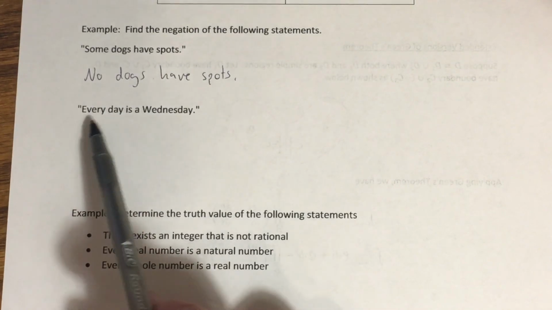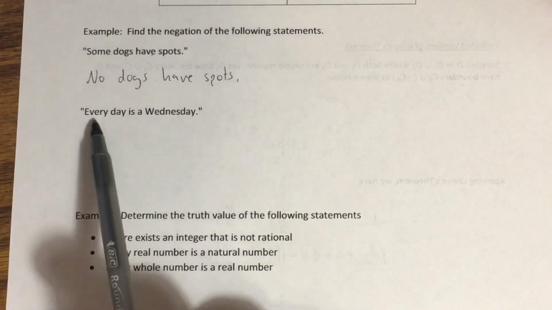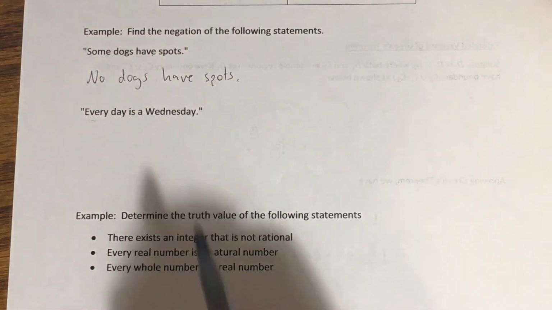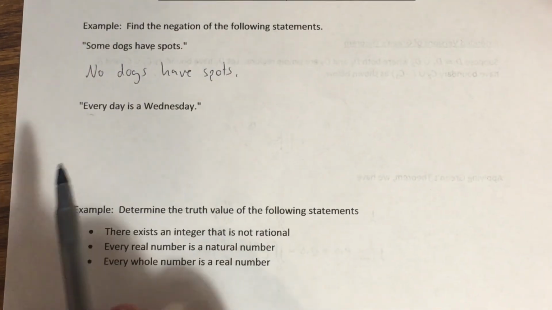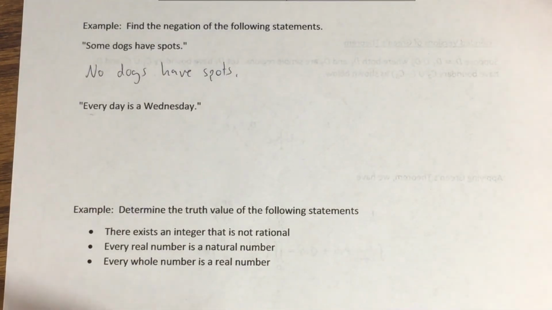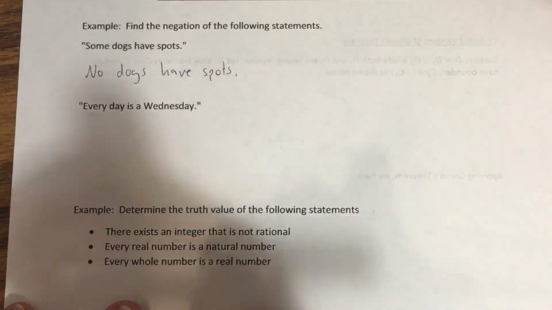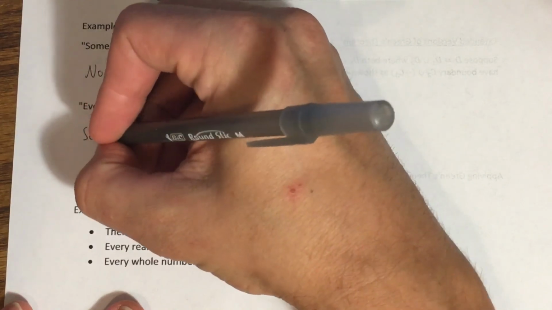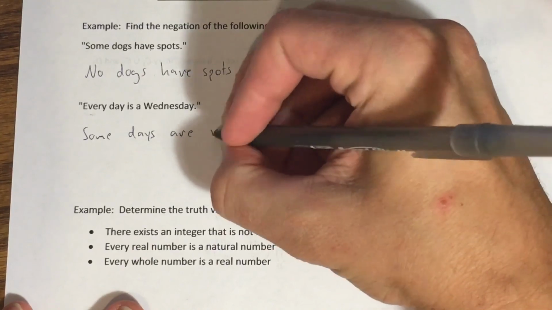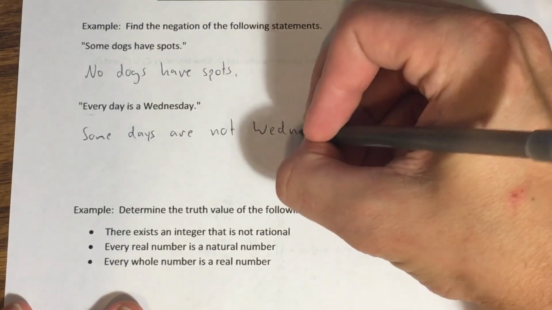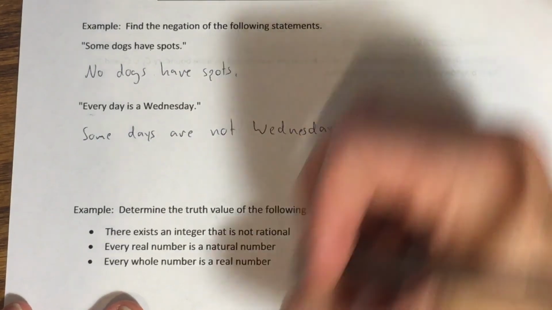Here's another statement. Every day is a Wednesday. So every is a universal quantifier. Our negation should include an existential one. Is it true that no days are Wednesdays? No, that's not true. Some days are Wednesdays, other days are not. So maybe if I use the word some, if I want to negate this, every day is a Wednesday, some days are not Wednesdays. There's what makes it a negation, that not there. Okay?